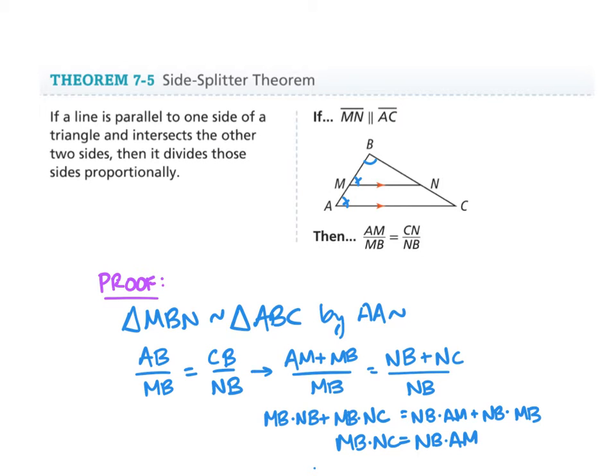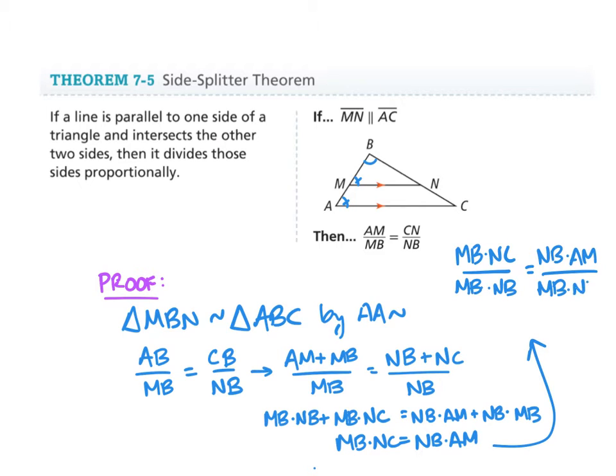Okay, and I'm starting to run out of room here a little bit, so I'm going to bring this up here. I'm taking the MB times NC side, dividing it by both MB and NB. And then I'm taking the NB times AM side and dividing them both by the same two things. What's going to happen is cancel, cancel, and I have NC over NB, or I'll write it as CN over NB. Cancel here, I have AM over MB, and that is what I was trying to prove always happened.